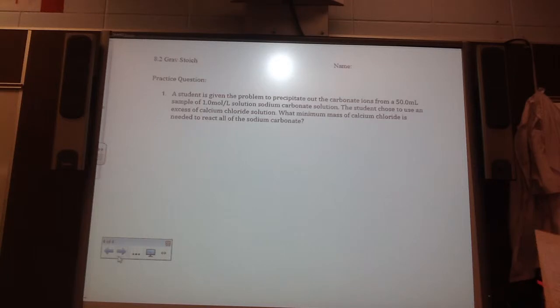So a student is given the problem to precipitate out the carbonate ions. Okay, you finish reading it and make a chemical formula with those two reactants.